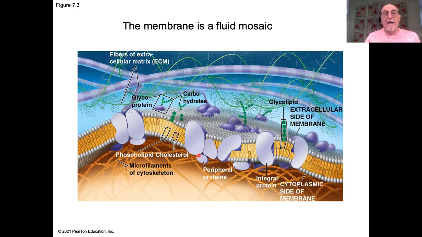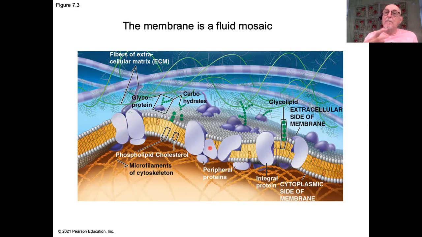This one here, on the other hand, these ones here they go right through the membrane. They emerge here, they emerge here, and they span the whole width of the membrane. Both these and these are called integral proteins. And there's something really important about them.